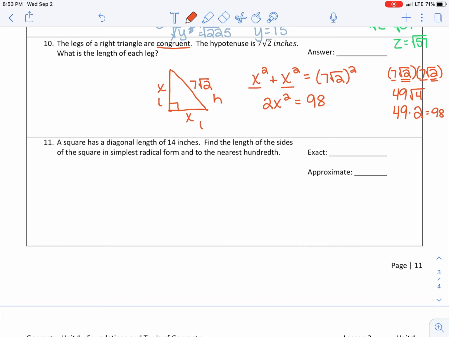At this point, we can divide that 2 away, and we get x squared is equal to 49. Our last step is always taking that square root on both sides, which gives the square root away, and it takes that square away. And the square root of 49 is 7. So that means that each of our side lengths are equal to 7. And since we are given units, we're given inches, we can say 7 inches.